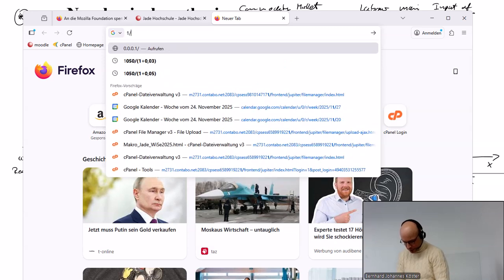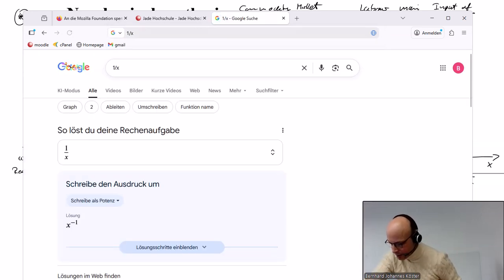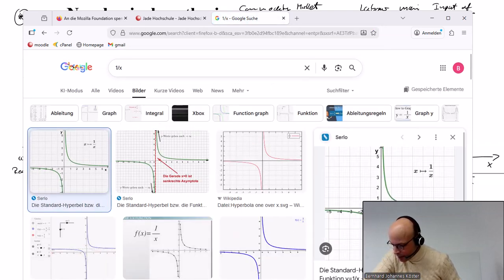If you put here just 1 over x, hopefully this works. Let's see. There you have it. This is a so-called hyperbola.